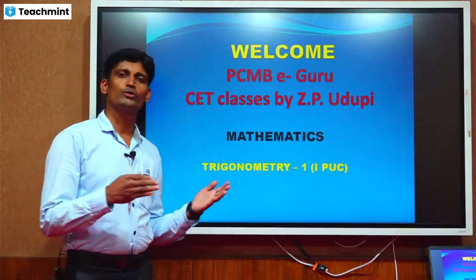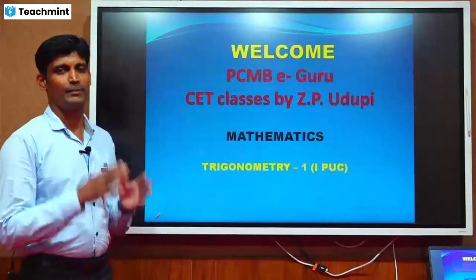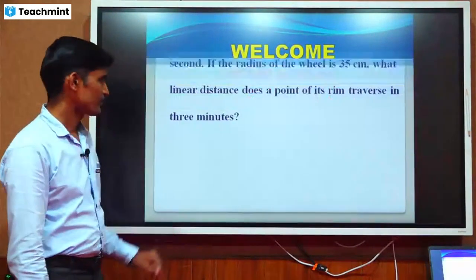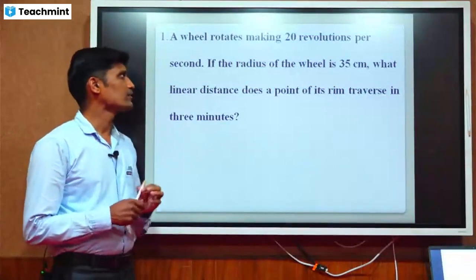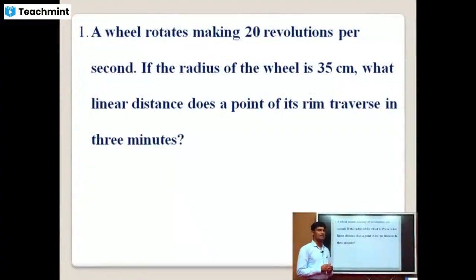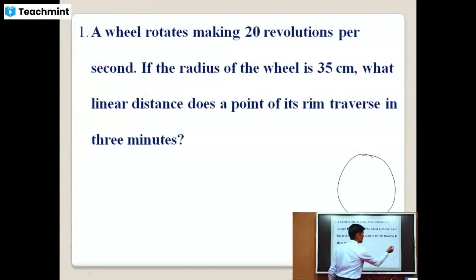Basically, we need to remember many formulae in trigonometry and also the concepts. Depending on those concepts and formulae, let us solve the problems in trigonometry. Let us go through the first question. A wheel rotates making 20 revolutions per second. If the radius of the wheel is 35 centimeter, what linear distance does a point of its rim traverse in 3 minutes? If a wheel rotates like this, how much distance does its tip cover in 3 minutes?